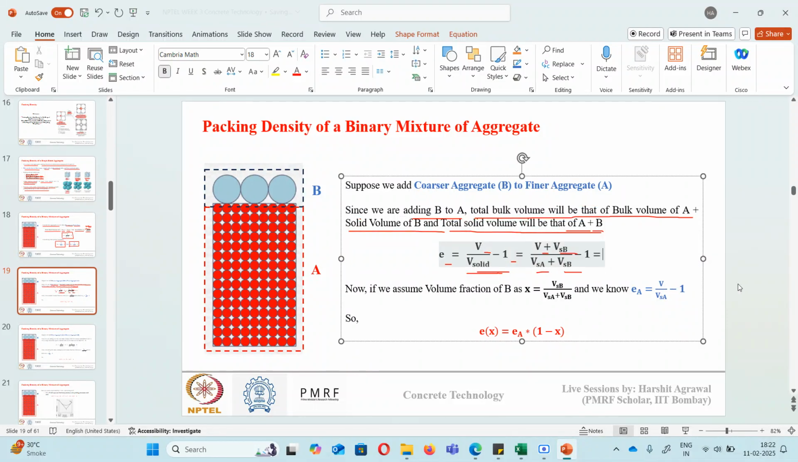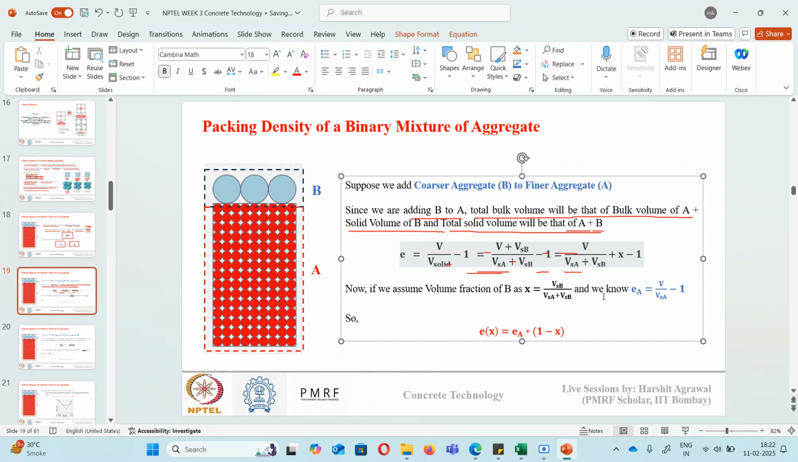So what it will become: V upon VSA plus VSB, plus VSB upon VSA plus VSB, which will be nothing but X. Okay, minus 1. So this is how this equation will convert.